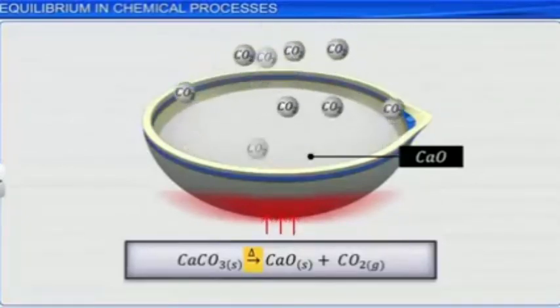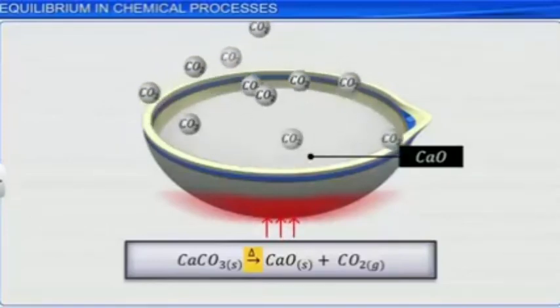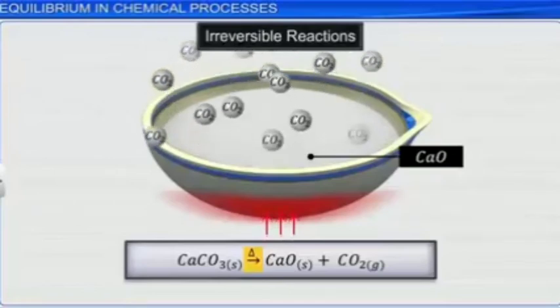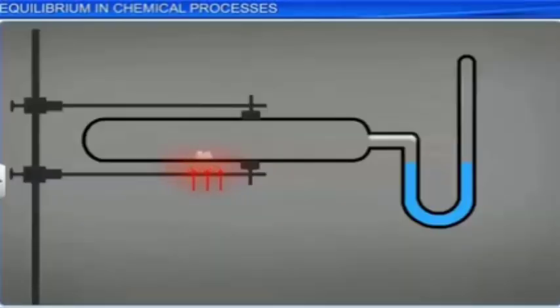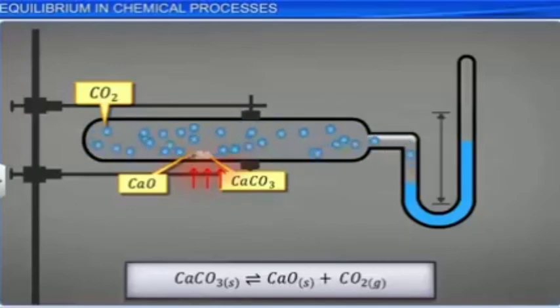When the same reaction, decomposition of calcium carbonate, is carried out in a closed vessel, the products calcium oxide and carbon dioxide combine to form the reactant calcium carbonate. This clearly indicates that the reaction is capable of occurring in the forward and the backward direction under favorable conditions. Such reactions are called reversible reactions. Reversible reactions are indicated by a pair of half-headed arrows.